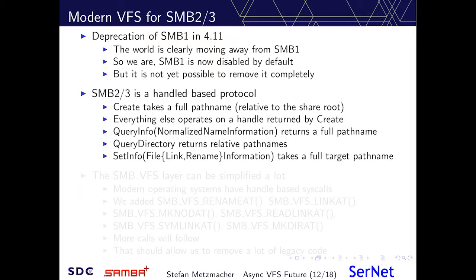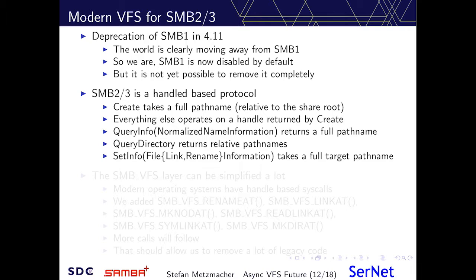And as SMB3, SMB2 is a handle-based protocol, there are just a few situations where we need to take care of path names. That's obviously the create call. It gets a full path name relative to the share root, and everything else needs a file handle from create to operate. Then query info returns the full name in a normalized way, but that's not much of a problem. The only thing is that query directory returns relative path names, and in our code where we get the details about all the directory entries, we need to use path-based operations, but just within this directory, and we can rely on relative names there.